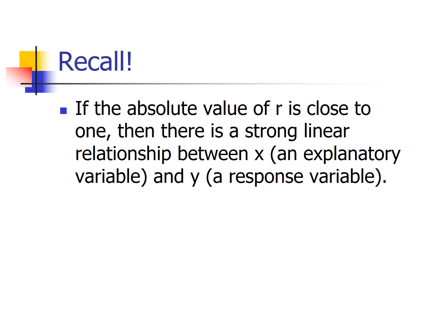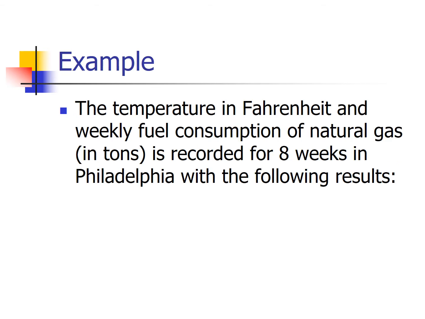So recall from our earlier slides that if the absolute value of the correlation, the absolute value of R, is really close to 1, which basically means that the correlation is either close to 1 or minus 1, then that implies there's a strong linear relationship between X and Y. So for example, let's take a look at another example. Let's say that the temperature in Fahrenheit and weekly fuel consumption of natural gas measured in tons is recorded for 8 weeks in Philadelphia with the following results.